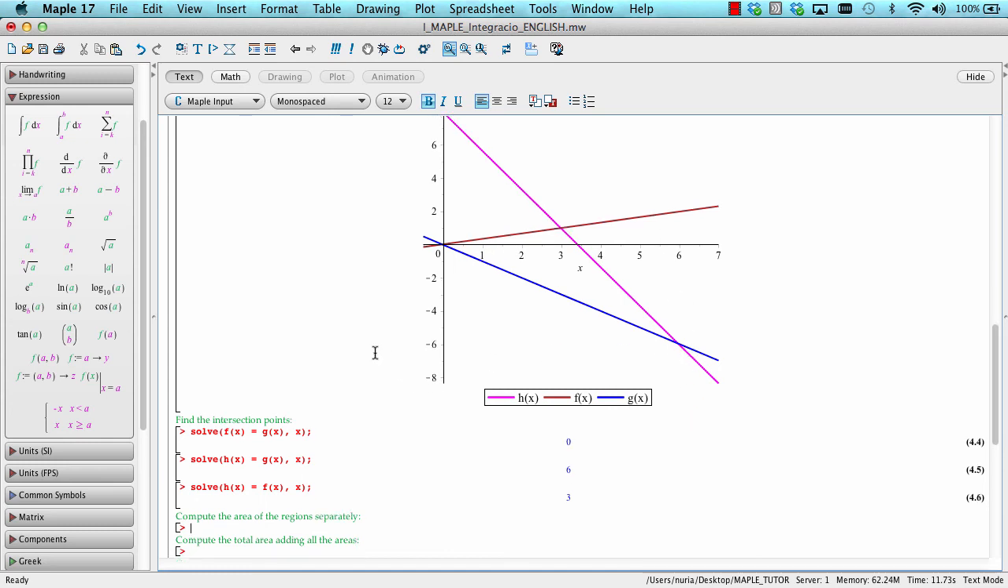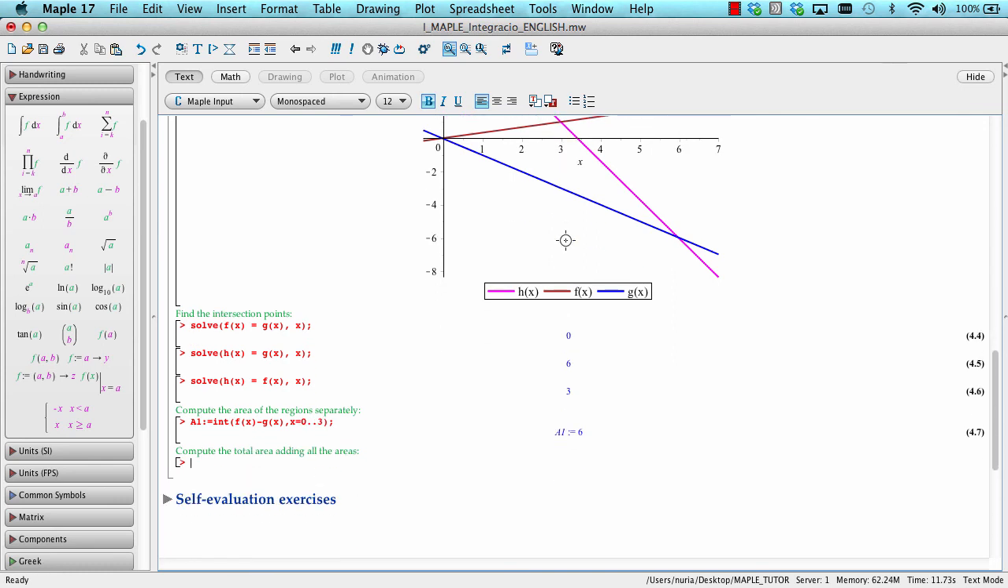And now we have to compute the area. And you can see that this area is formed by two parts. If you place here a straight line, you have the area of this triangle and the area of this other triangle. So now let's do it. A1, the first area: function above, f of x, minus function below, g of x, from 0 to 3. So we get a 6 for the first area.